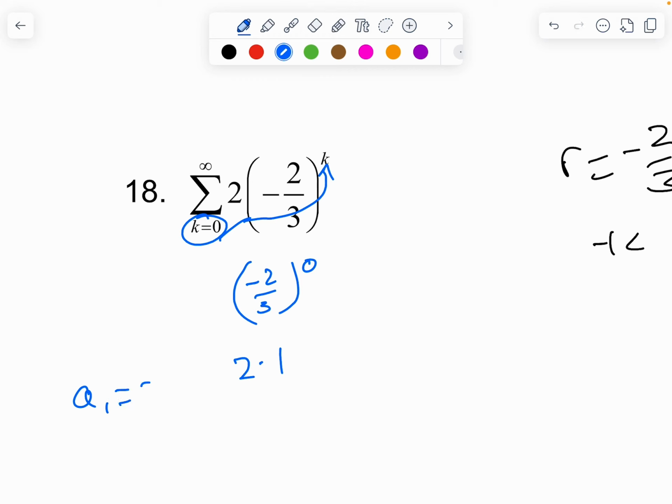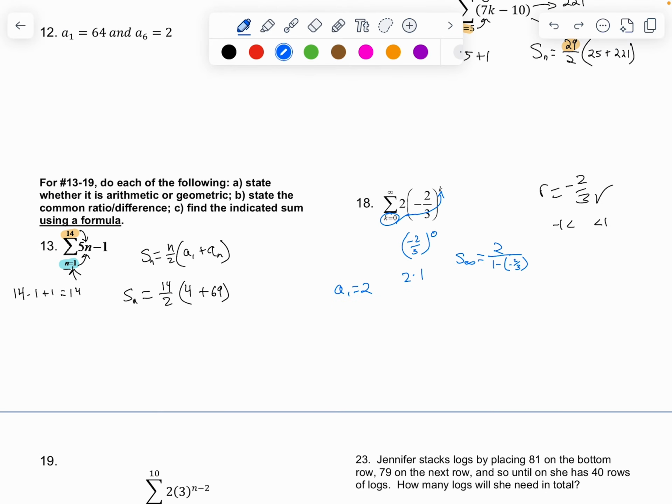is 2. So in our formula, our infinite sum formula, we have our very starting value over 1 minus r. r is negative 2 over 3. So you would plug this into a calculator, and that would give you your answer.